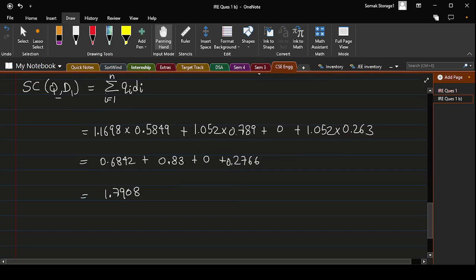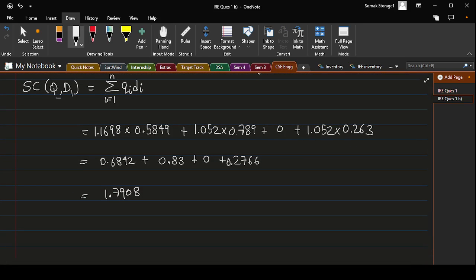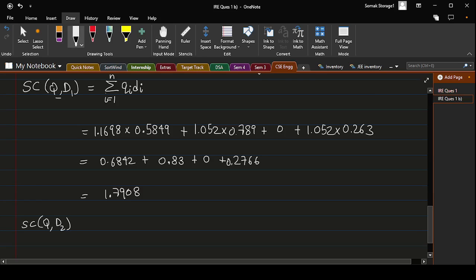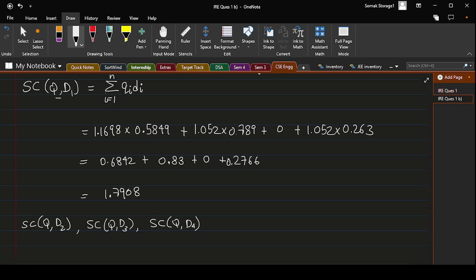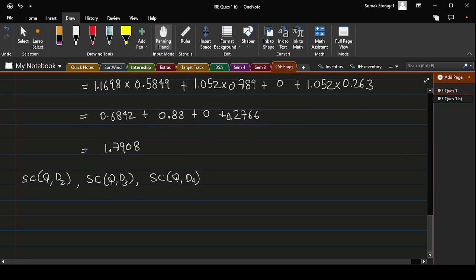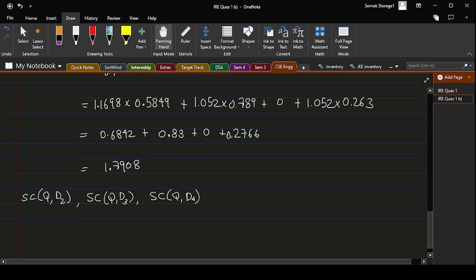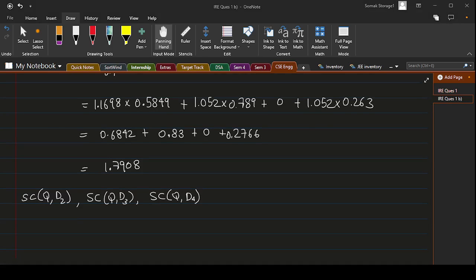Similarly we need to do the calculation for the similarity coefficient of Q D2, D3, right, like all these 4 documents, and after that we will be able to compare all the 4 documents.